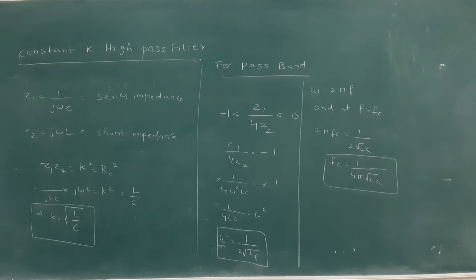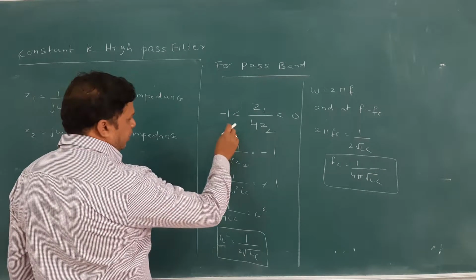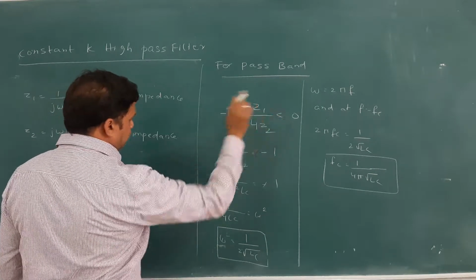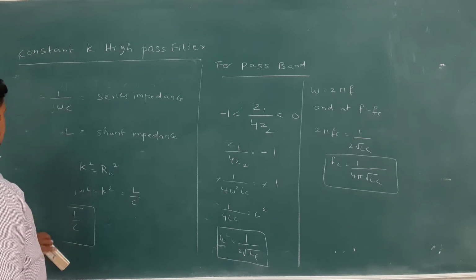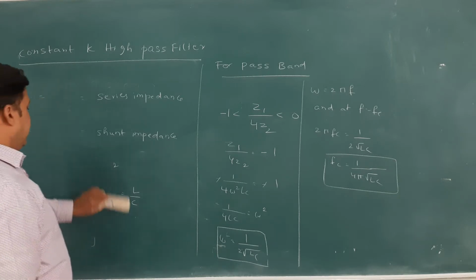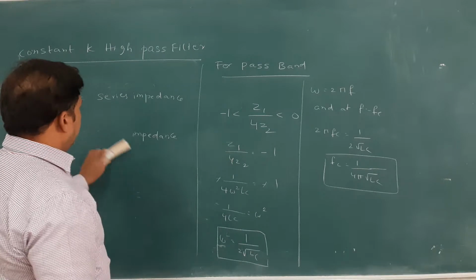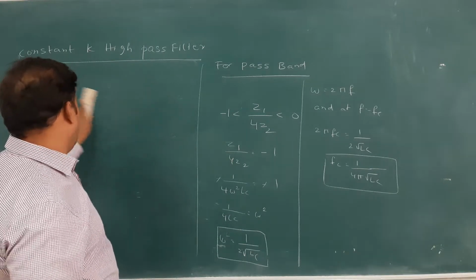Now, we have taken the limit Z1 by 4 Z2 equal to minus 1. Now, let us take Z1 by 4 Z2 equal to 0. If Z1 by 4 Z2 is equal to 0, what happens we will see now.